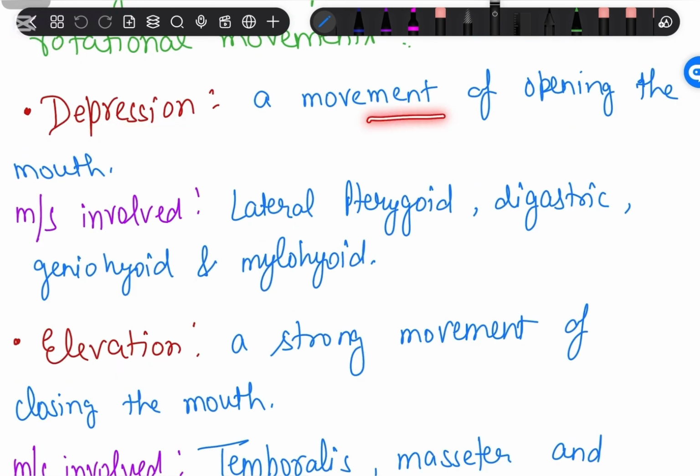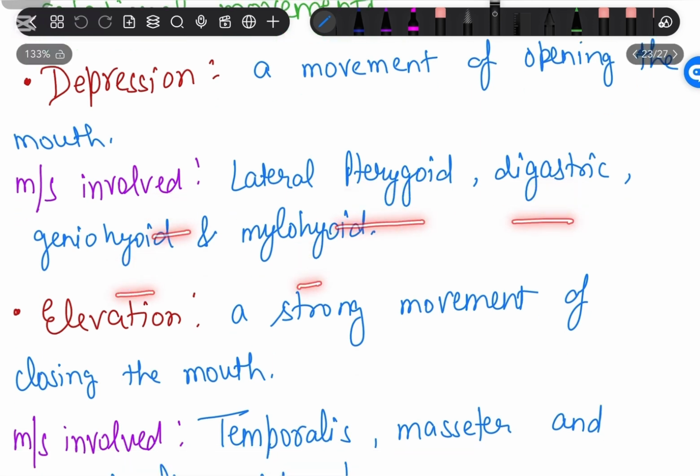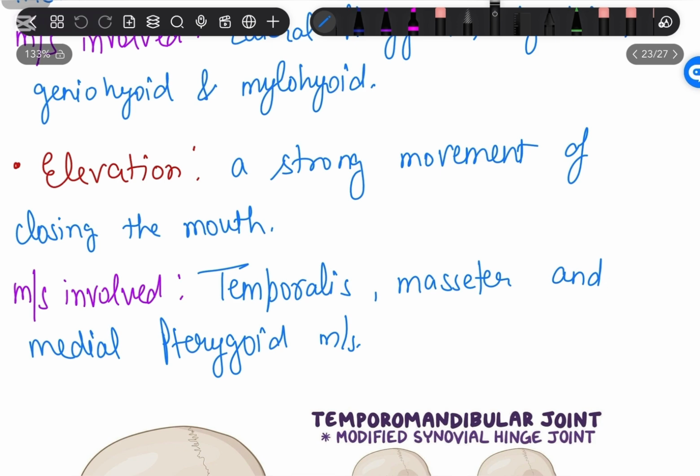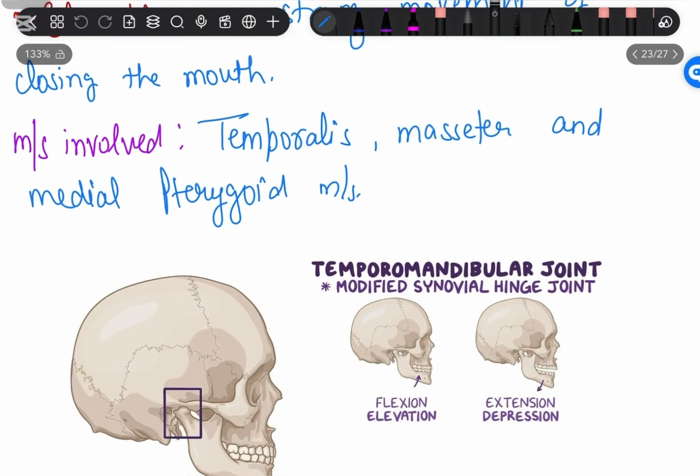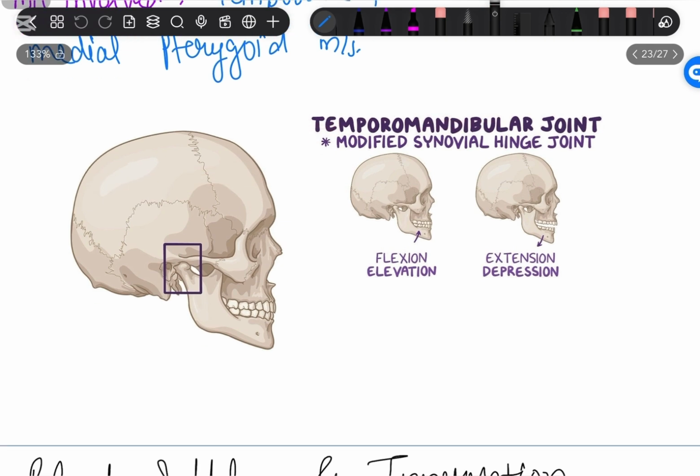Depression is the movement of opening the mouth. The muscles involved are the lateral pterygoid, digastric, geniohyoid, and mylohyoid. Whereas elevation is the strong movement of closing the mouth. The muscles involved are temporalis, masseter, and the medial pterygoid muscle. In this diagram, you can see elevation, which is also known as flexion, and depression, which is also known as extension. As we all know, flexion is decreasing of angle and extension is increasing of angle.